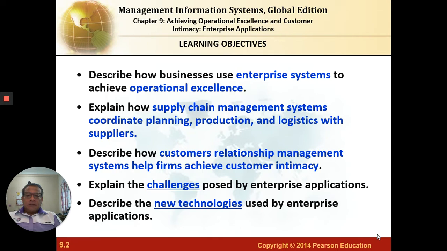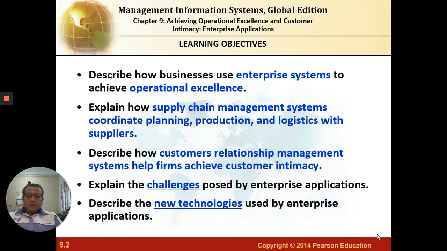So in this lecture, we'll be covering a few learning objectives. Basically, I have to make you understand what an enterprise system is all about and how it can help with operational excellence in managing business. And I have to explain three topics in this chapter: one is the supply chain management system, customer relationship management, and also enterprise resource planning.